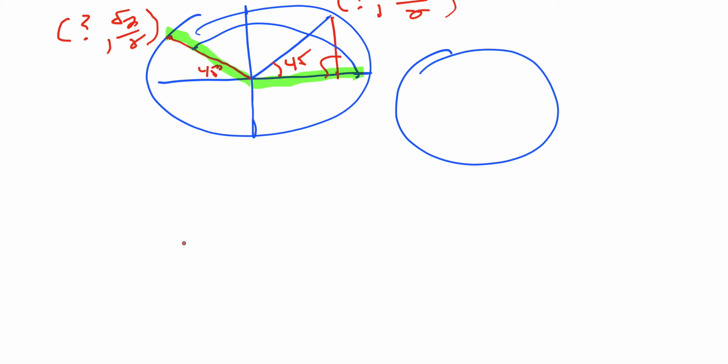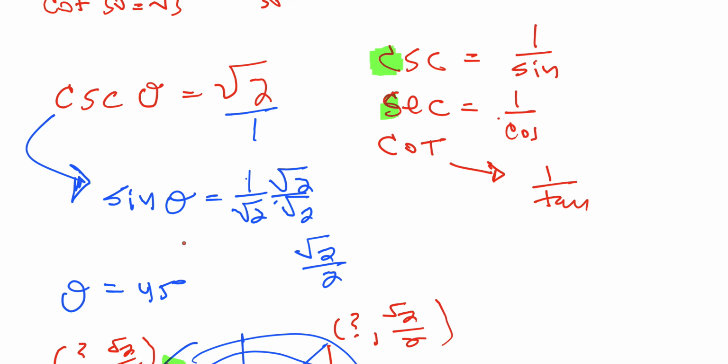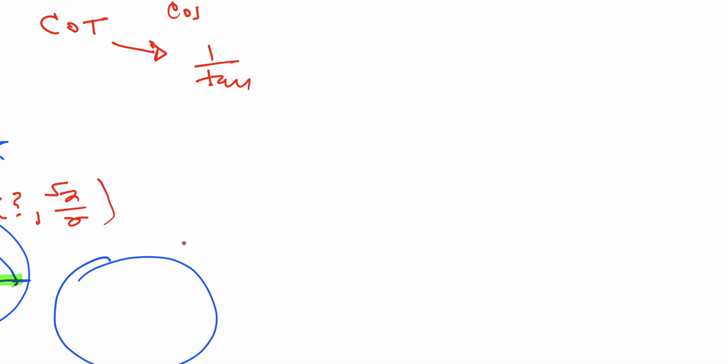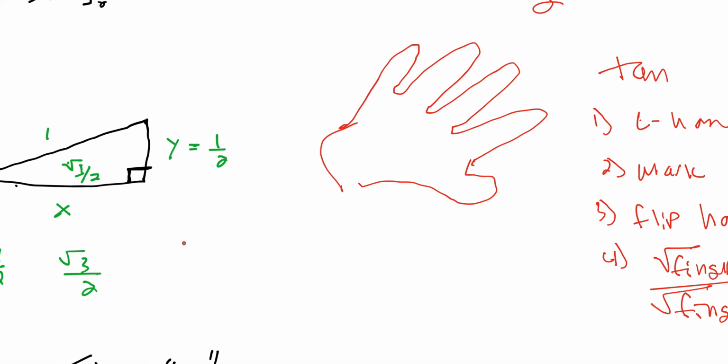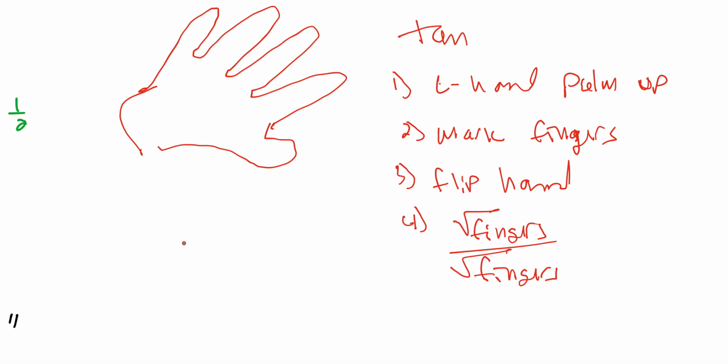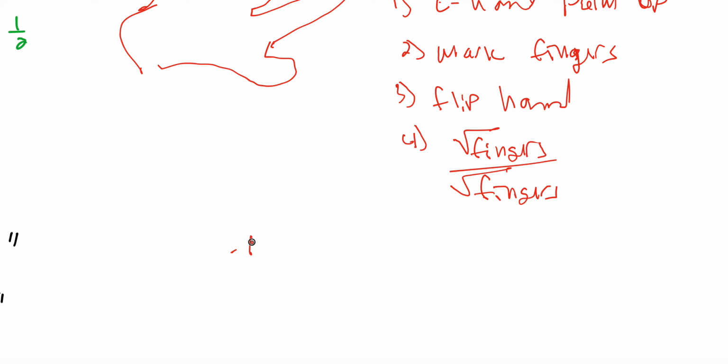Well, first of all, let's finish the tangent one really quick. Let's say you want to do the tangent of 60 degrees. Palm up, pull your 60. All right, cool. Flip your hand. Now you're going to end up with root 3 over root 1, which is root 3. See that? Oh, you're right.